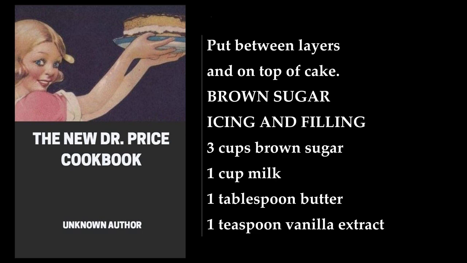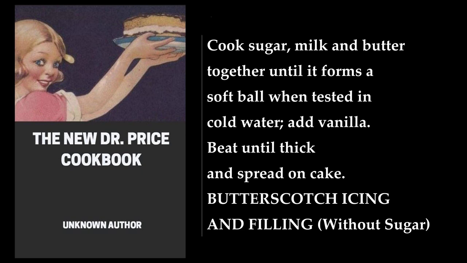Brown sugar icing and filling. 3 cups brown sugar. 1 cup milk. 1 tablespoon butter. 1 teaspoon vanilla extract. Cook sugar, milk and butter together until it forms a soft ball when tested in cold water, add vanilla. Beat until thick and spread on cake.